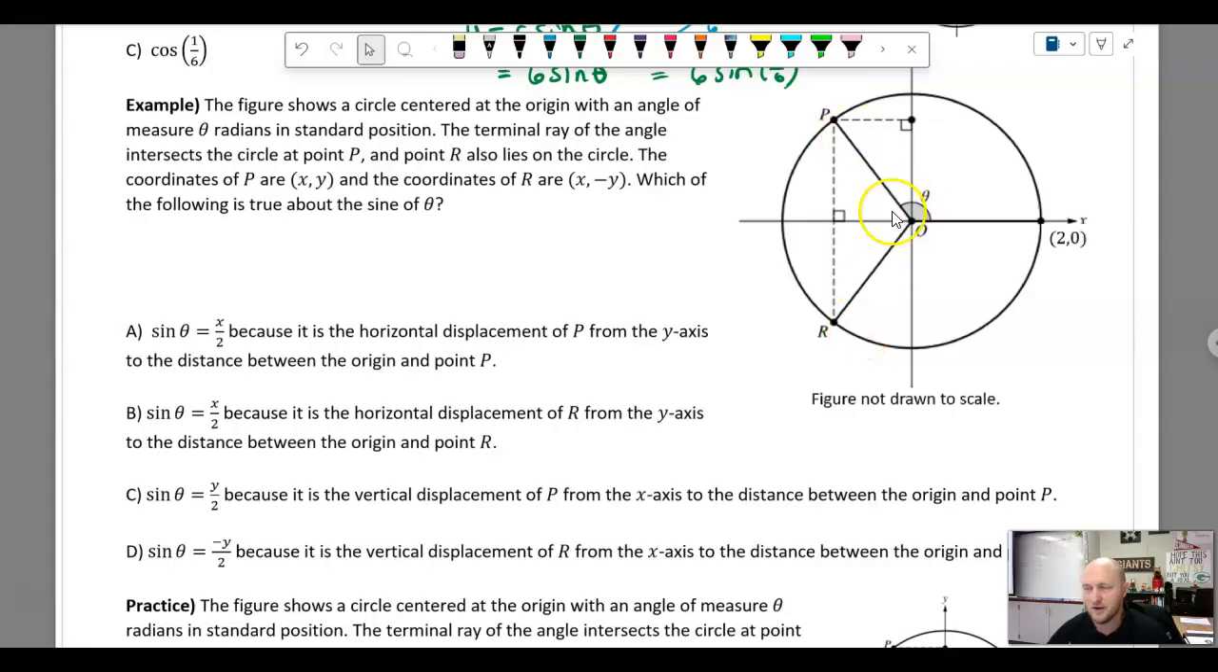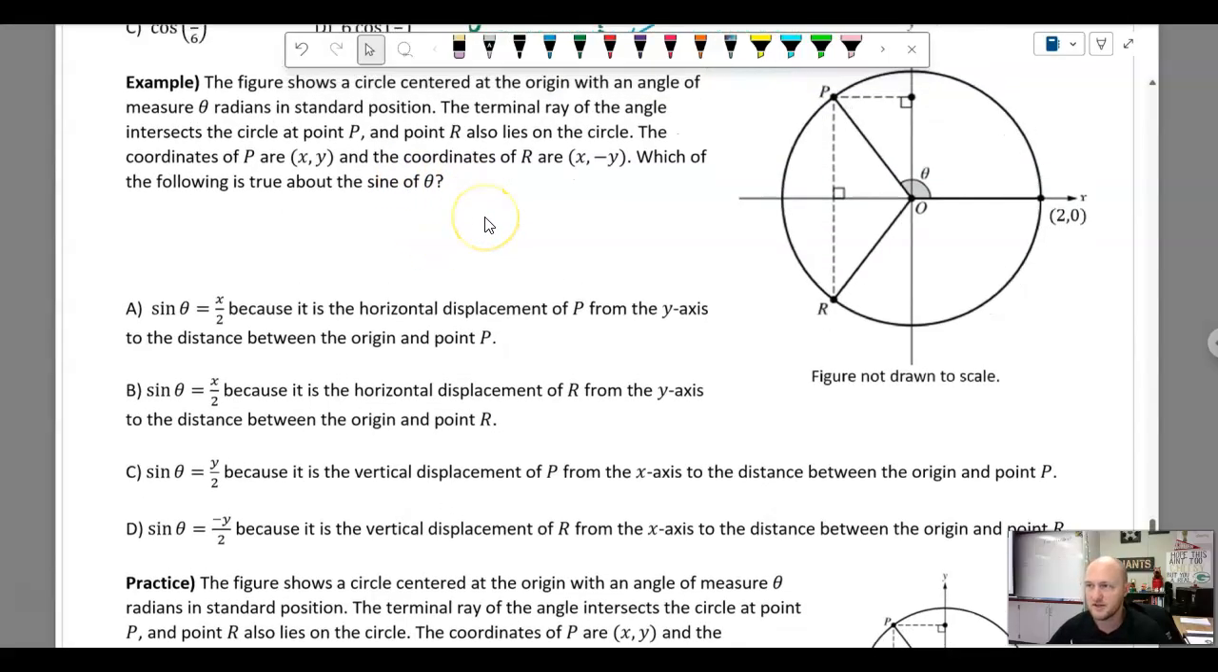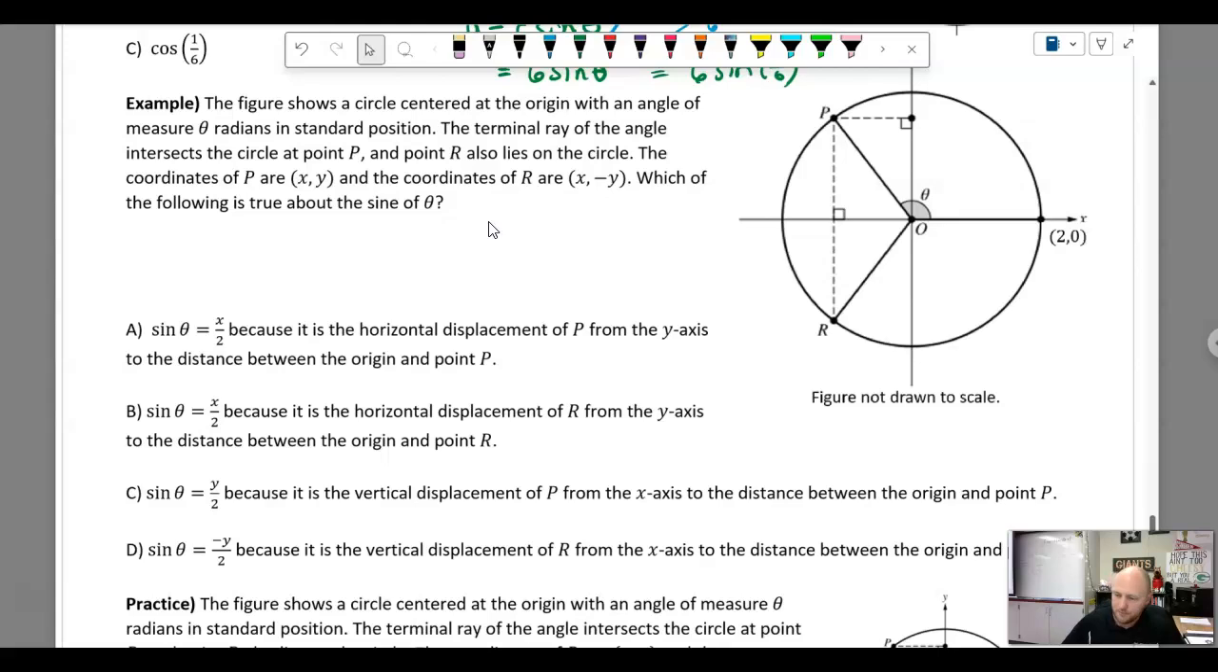Well, this makes sense, right? They're mirror points. You know, they would belong to the same family in the unit circle. They just have opposite y values. Which of the following is true about sine of theta? Sine of theta. Well, you need to remember that y is equal to r sine theta.